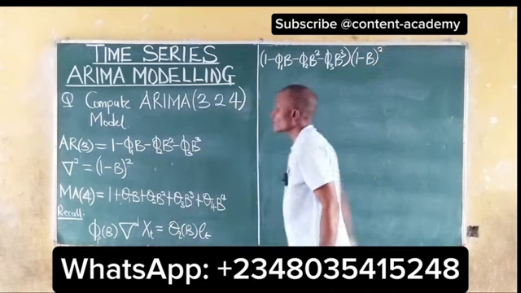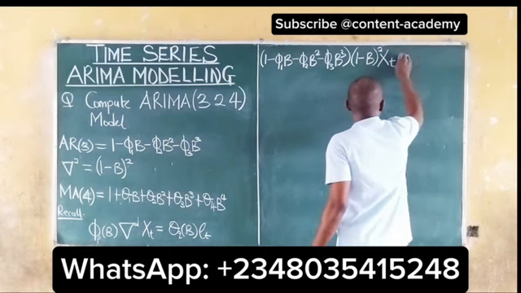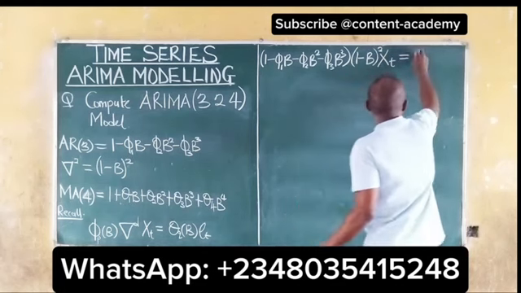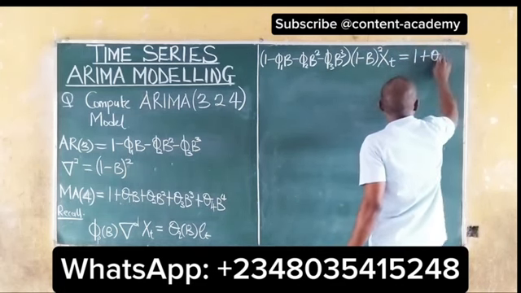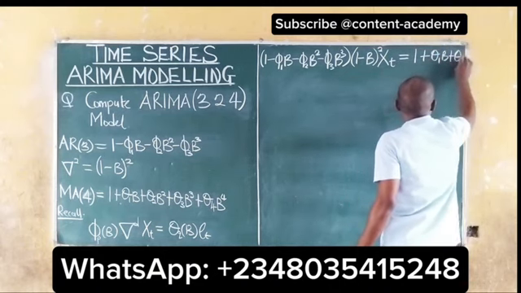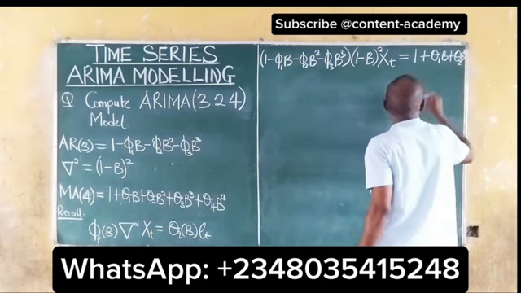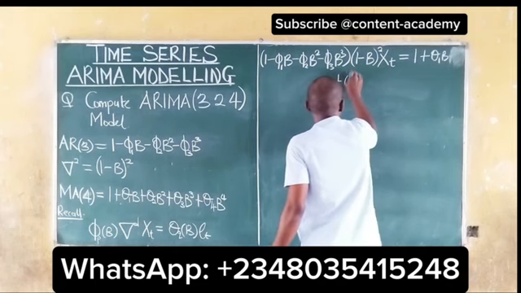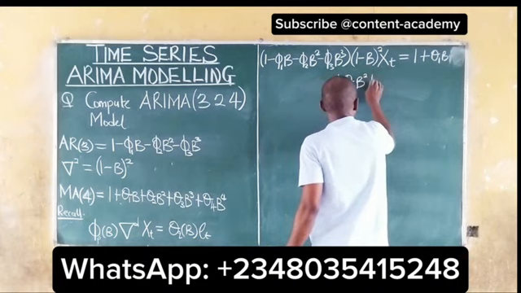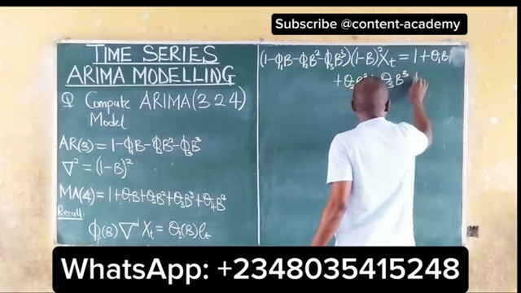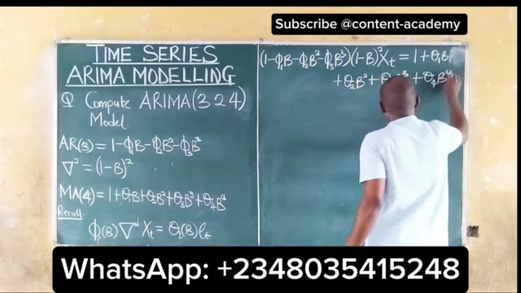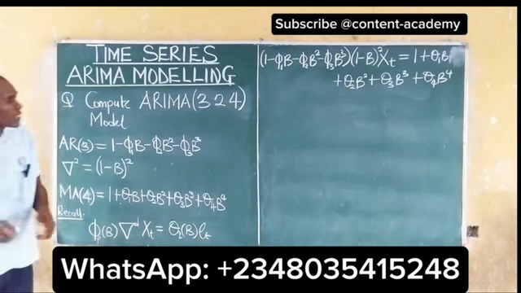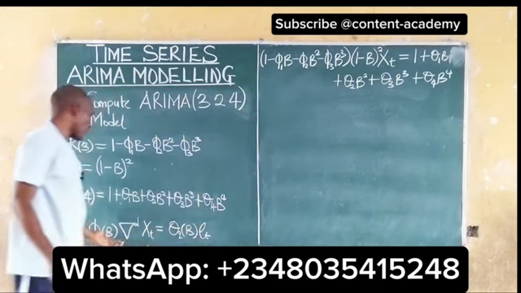We also have our X_t part, which is the time series X_t, which is equal to the MA part, the moving average part, which is of order 4. So we write it as 1 plus theta 1 B plus theta 2 B raised to the power of 2 plus theta 3 B raised to the power of 3 plus theta 4 B raised to the power of 4. That is simply our model, if we compare it with what we have here.